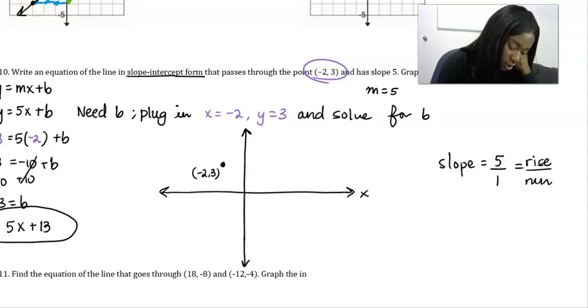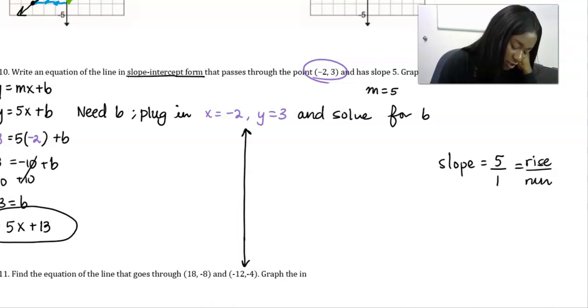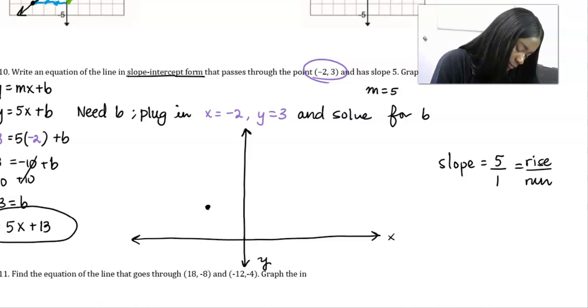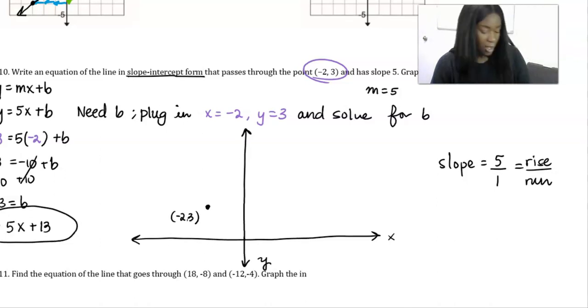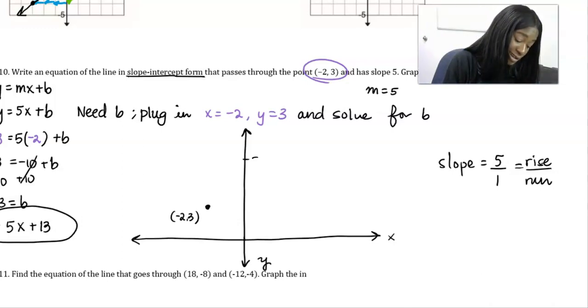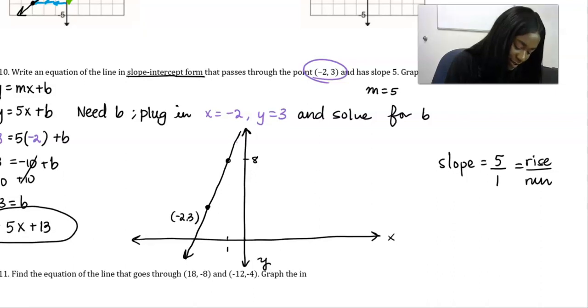I don't like the way this is looking. I'm just going to adjust this to make sure everything fits on here. So I moved my x-axis down because I need to go up 5. Here's my point again, negative 2, 3. Rise over run, if I go up 5 and over 1, going up 5 will put me up at 8, and then going over 1 will put me over at negative 1. So the point negative 1, 8 is on that line. There is what that point looks like. And now I'm just going to connect those points and extend this off forever.